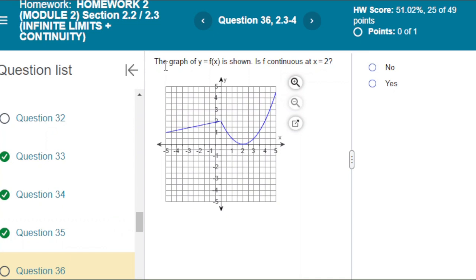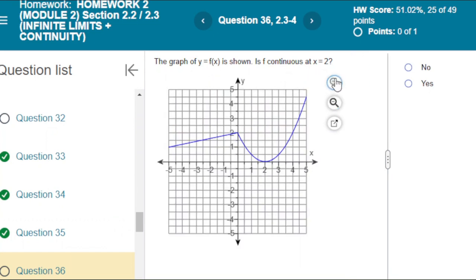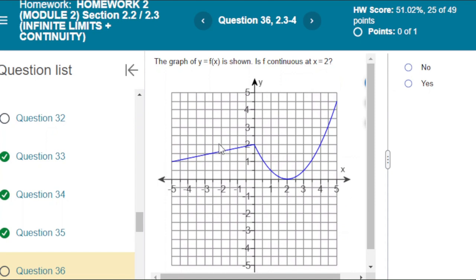Okay, what about this one? Is this function continuous at x equals 2? Okay, now again, this function actually is continuous everywhere. There's no issues with this function. There's no holes in the graph or vertical asymptotes, anything like that. Even here where there's a sharp corner, it's still continuous there. But at 2, is it continuous? Yes. Check our answer. There we go.